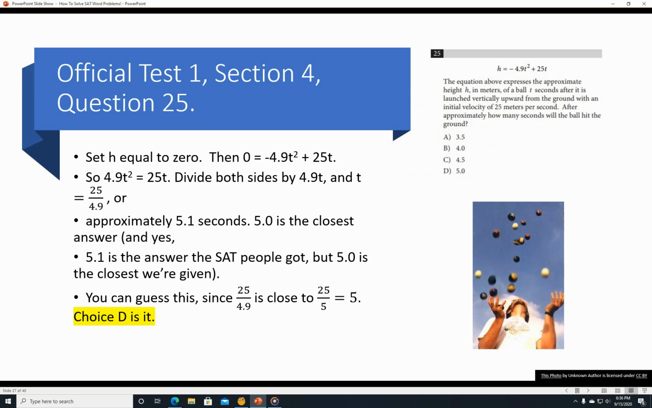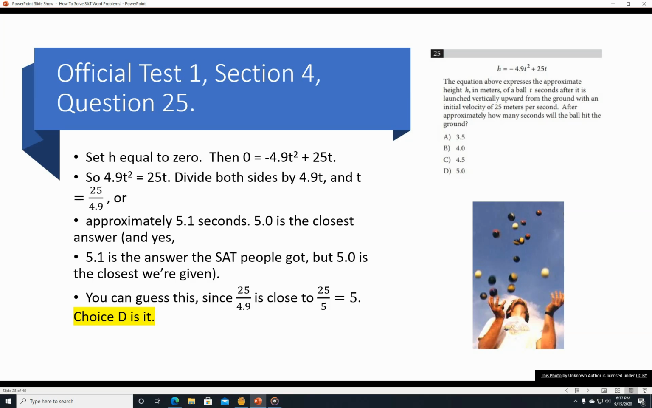All right. Official test 1, section 4, question 25. We have h equals negative 4.9t squared plus 25t. The equation above expresses the approximate height h in meters of a ball t seconds after it is launched vertically upward from the ground with an initial velocity of 25 meters per second. Well, we can see this guy's juggling a bunch of balls and launching them all directly up into the air.